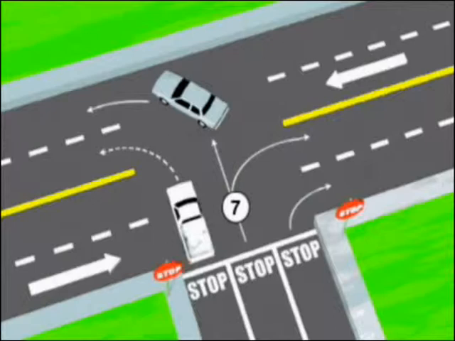7. Turning at a T intersection from a one-way into a two-way street. Through traffic has the right-of-way. You may turn either right or left from the center lane. Watch for vehicles and bicyclists inside your turn.